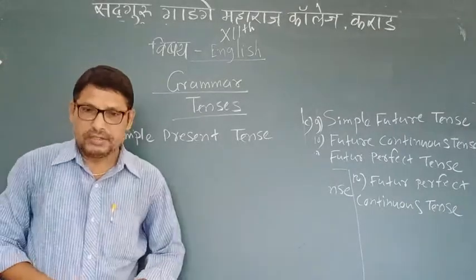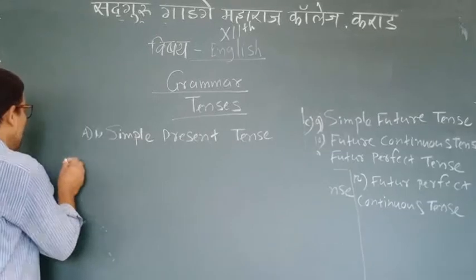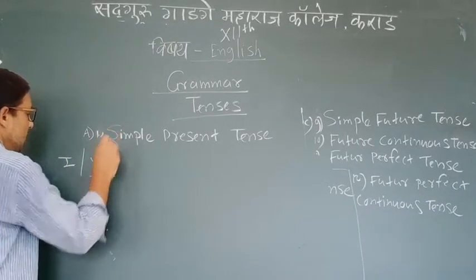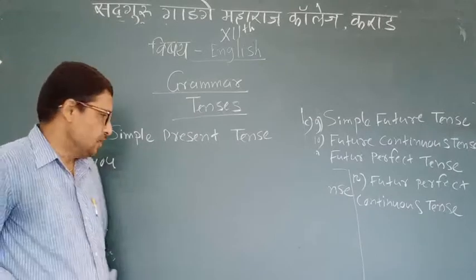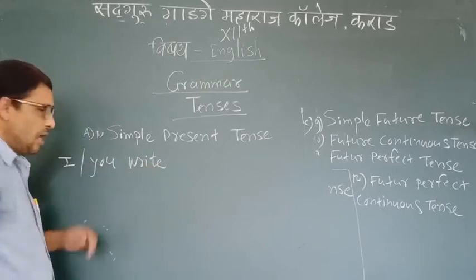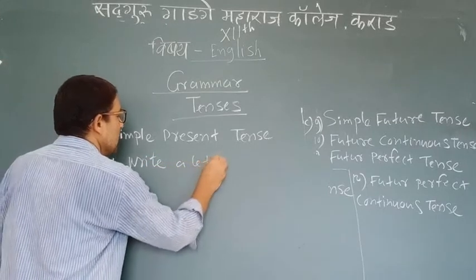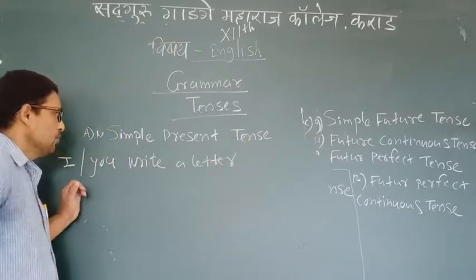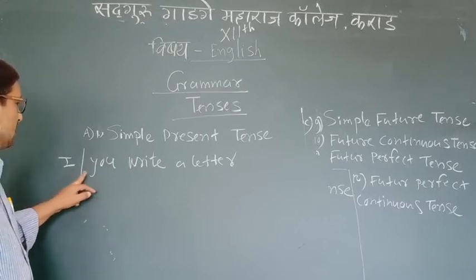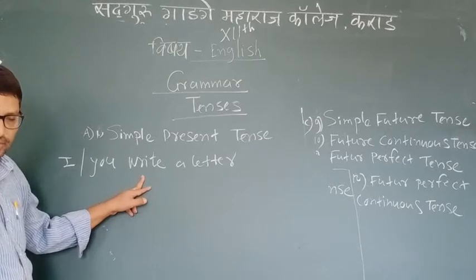In a simple present tense, if you see the subject I and you, I and you are the subject. There is no change. We can create something like I write a letter, or you write a letter. This is the simple sentence of the present. We can write I and you, these are the subject, and there is no change in the verb.